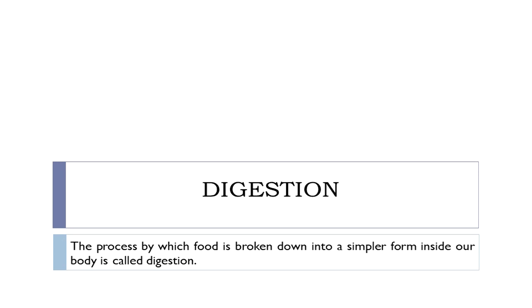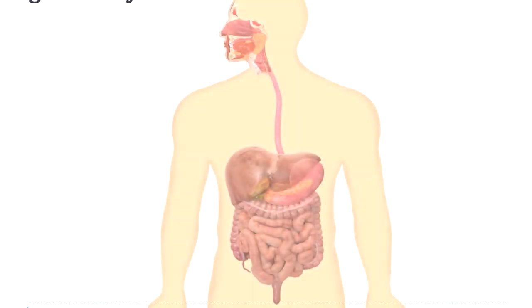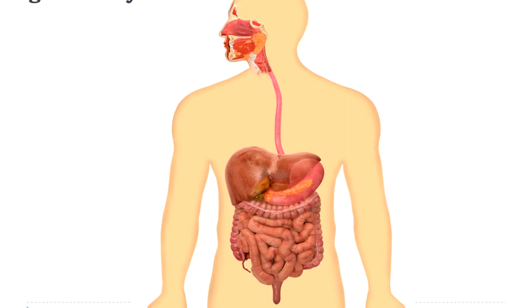Digestion in our body takes place in a number of steps. Several internal organs of our body help in digestion of food. These organs together make up our digestive system. Let us look at the digestive system. The various organs involved in the digestive system will be discussed one by one.